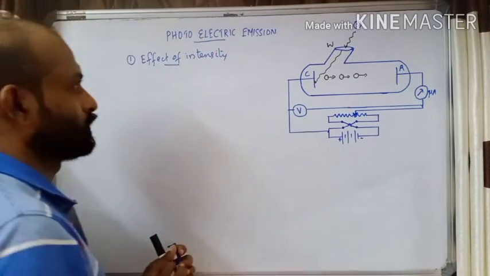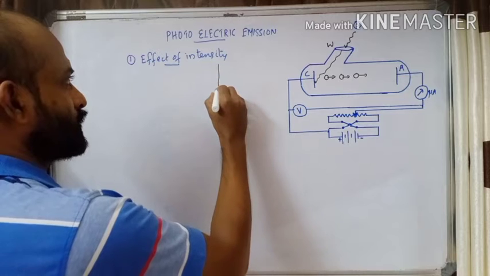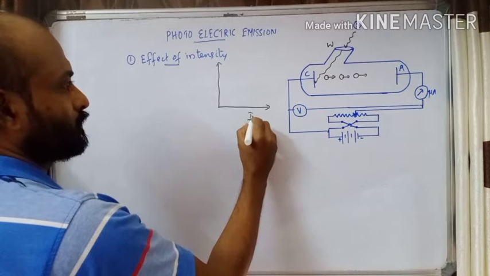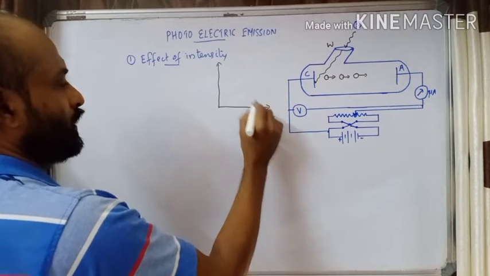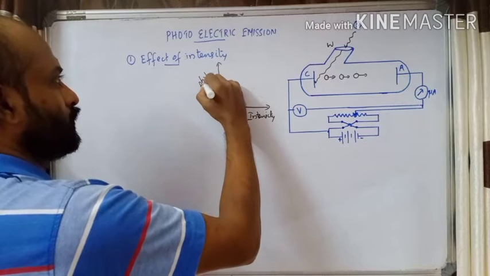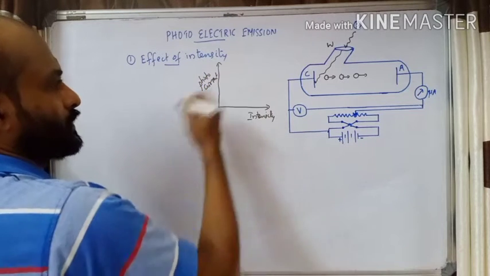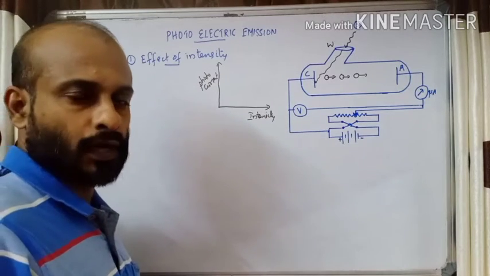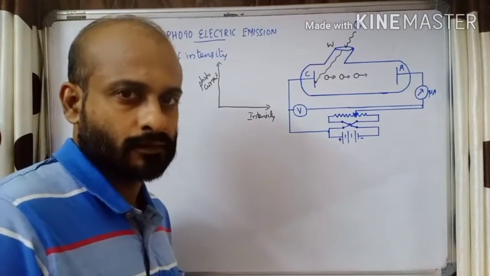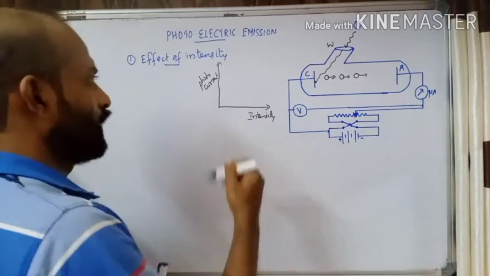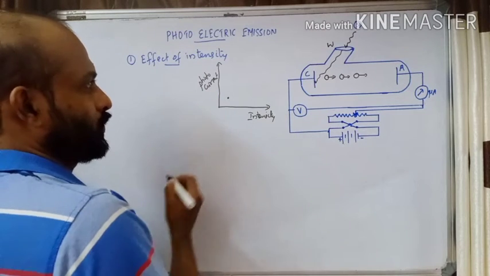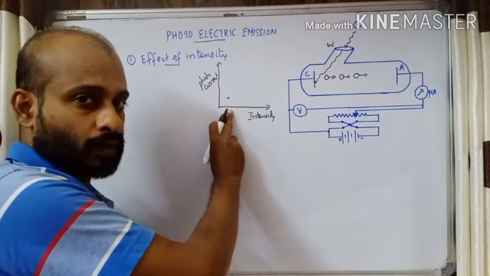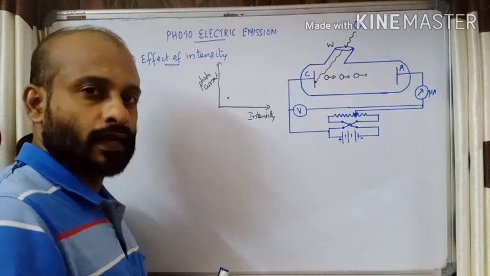We will plot a graph between intensity and photocurrent. Along the x-axis we will take the intensity of light. Photocurrent we will take along the y-axis. Initially we have a 100 watt bulb. The 100 watt bulb is giving light of a particular intensity, and we are measuring the photocurrent. Let this represent the corresponding photocurrent, and the corresponding intensity is 100 watt.